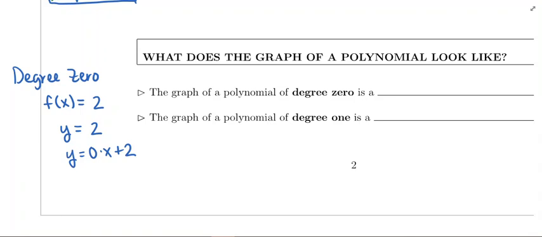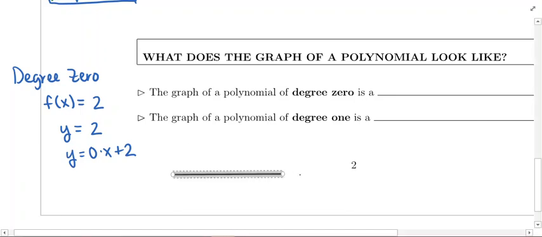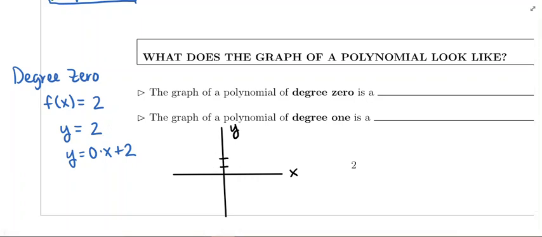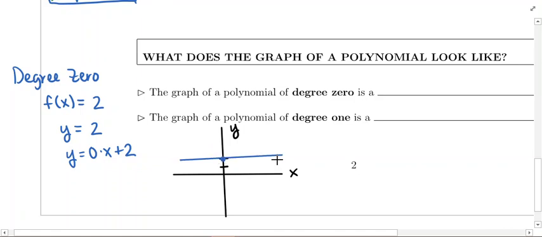If you were to graph this out, let me put in some axes. If this is your x-axis, and then I come in with the y-axis, this is going to be a line with slope 0, so it is a horizontal line, and it has a b value of 2, so it has a y-intercept of 2, and it's just this horizontal line going through that point. So that is what a polynomial of degree 0 looks like. It is just a horizontal line.